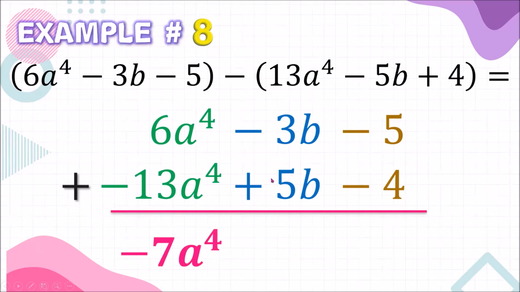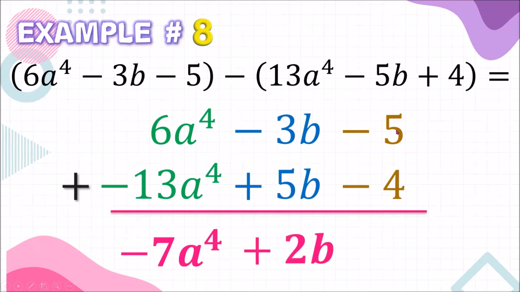Next, negative 3 plus 5. So we have a different sign again. Subtract, 5 minus 3, we have 2. So positive 2 because 5 is greater than 3. So then we have 2b.